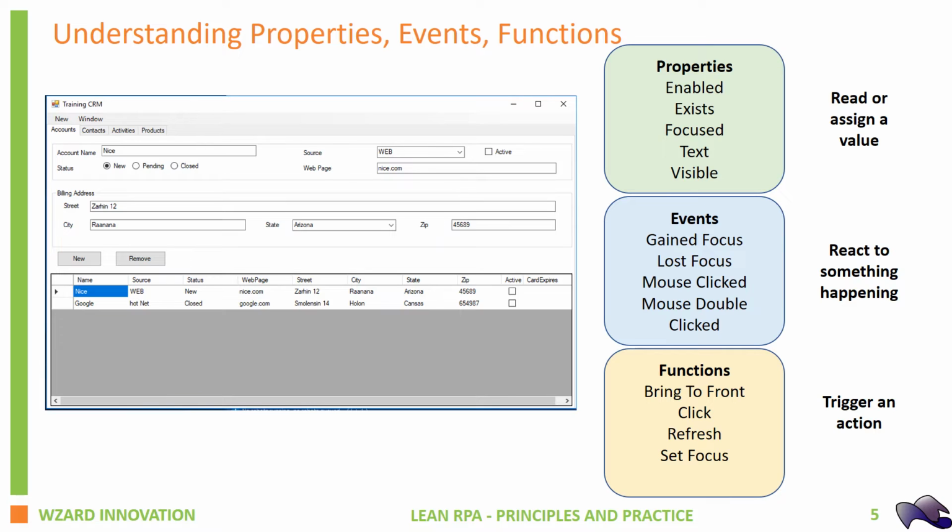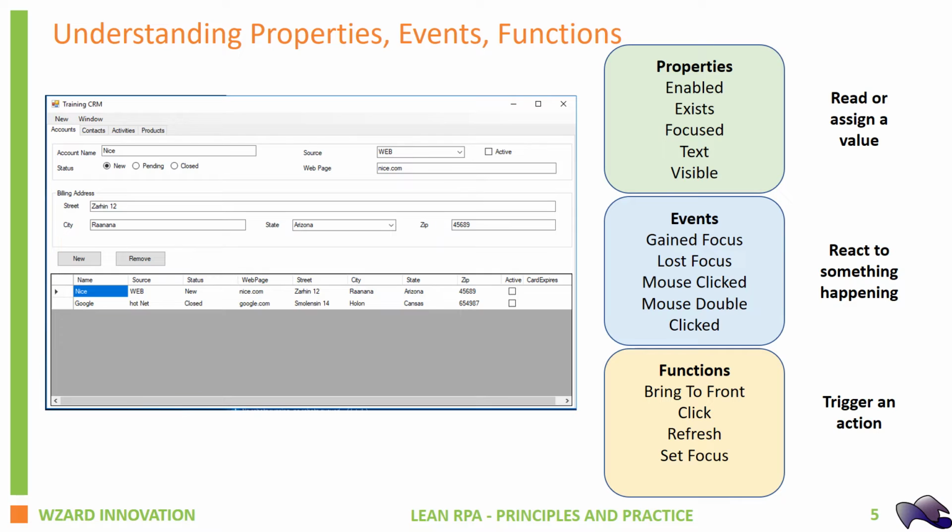Properties are items within the Windows application that you can either read from or assign values to. And they tell you about the status of the current window, field, or item that you're looking at. So for example, in a Windows application, a typical property might be one called visible. If visible is set to true, then you'll be able to see it on the screen. And if you were to assign a value of false to that property, then it would disappear from the screen.